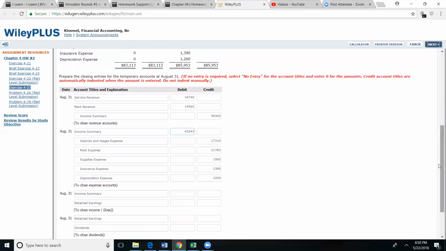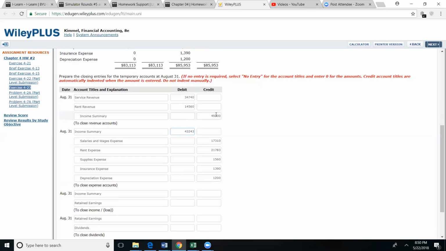All right, so we've closed the revenue accounts and the expense accounts and moved them to the income summary account. So now, since that's also a temporary account, we need to close it as well and move the balance from income summary to retained earnings. So to do that, we need to find the balance from this account.